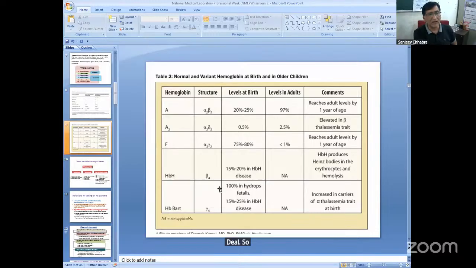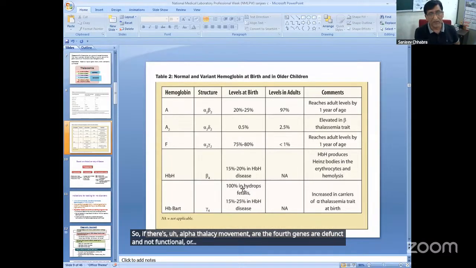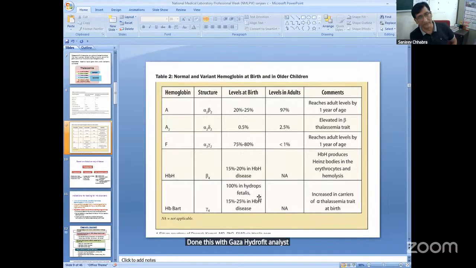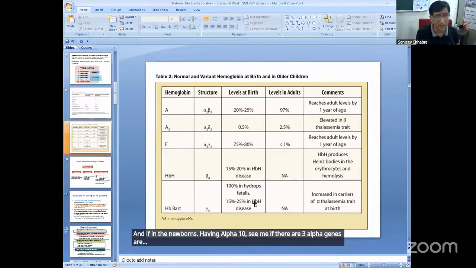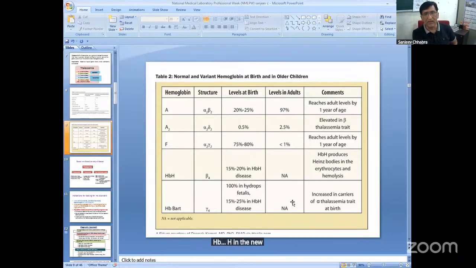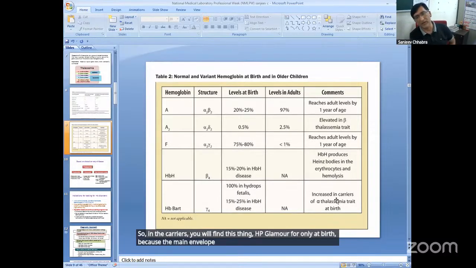So if there is alpha thalassemia where all four genes are defective and not functional, this causes hydrops fetalis. It's not compatible with life. And in newborns with alpha thalassemia, if three alpha genes are dysfunctional or abnormal and only one alpha gene is functional, you find 15 to 25% HbH in the newborns. And in the carriers, you will find Hb gamma 4 only at birth, because the main hemoglobin is gamma, not beta, at that time.